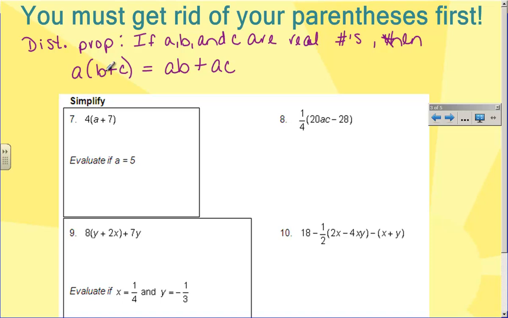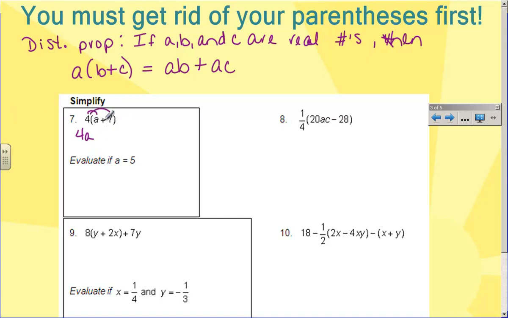All this says is, if I have 3 numbers, an A, a B, and a C, and they are written like this with the parentheses, I can take the number out in front and multiply it times everything inside by distributing it or sharing it with everything and simplify my expression. You always want to get rid of parentheses before you simplify, and that generally means you have to do distributive property. So here's how it works. First thing you do is 4 times A. Well, 4 times A makes 4A. Then you have to do 4 times 7.